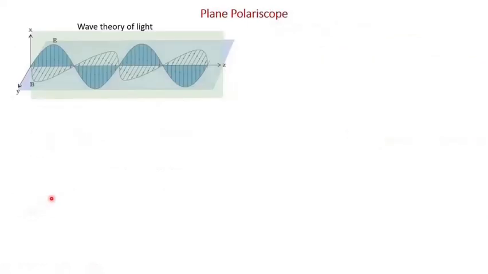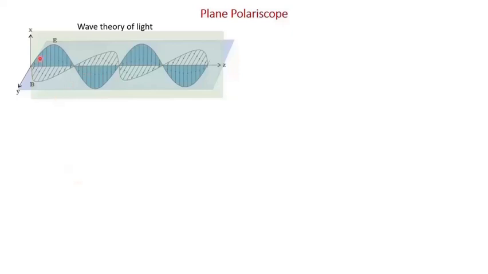Let us look at the theory behind the formation of these fringes. For that, I have to first introduce you to the optical arrangement of the plane polariscope. Before we go into that, let us review the wave theory of light. An electromagnetic wave has 2 fields, an electric field and a magnetic field, which are perpendicular to each other and also perpendicular to the direction of propagation of the electromagnetic wave.